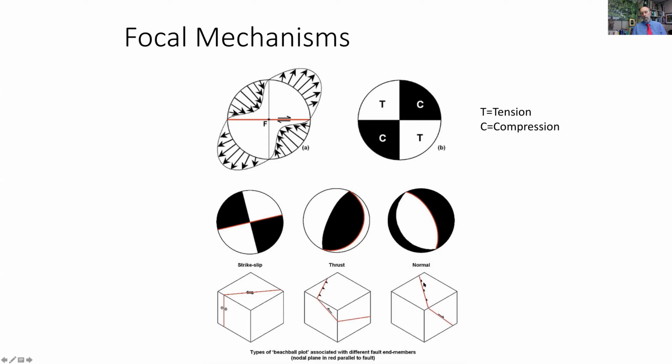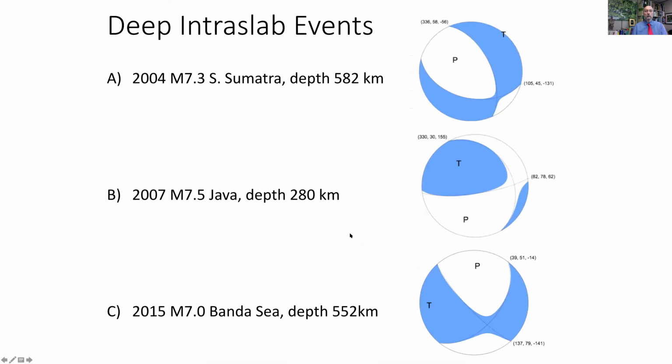Here's a normal fault with the hanging wall sliding downward, and this is indicated by the tension moving downward in this case. So normal faults, we'll see that there is good evidence for normal faulting in the deep earthquakes, but also in some cases some thrusting. So let's take a look.